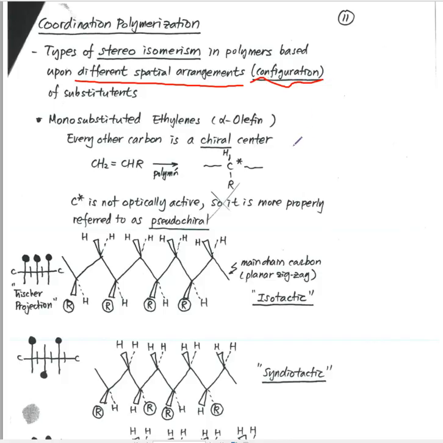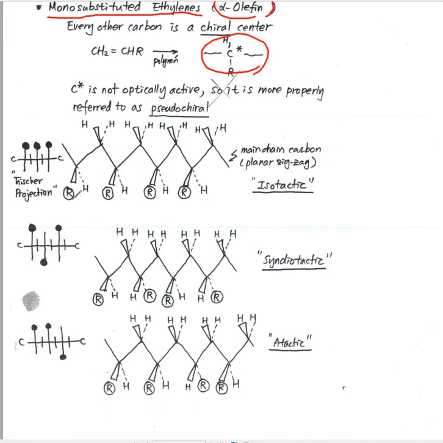So let's see an example. If you consider mono-substituted ethylenes, basically alpha olefin, and you synthesize a polymer based on this vinyl monomer, you can generate a chiral center as shown here. Depending on the position of this R group, we could generate isotactic, syndiotactic, or atactic polymers, based on the three-dimensional arrangement of these R groups.